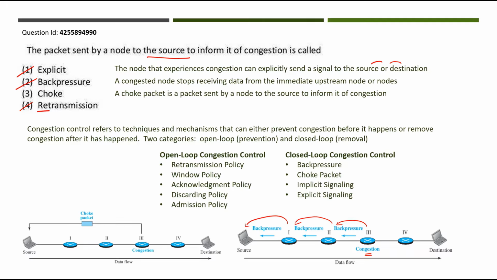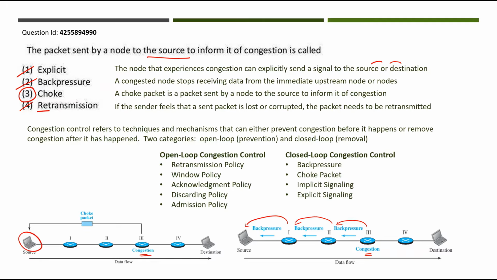What about choke packet? Choke packet is a packet sent by a node to the source to inform it of congestion. This is the exact statement that is asked in the question. Option number 3, choke packet will be the right answer. Here this is the congested node. This node is directly sending a packet to the source without involving other nodes in between as that of back pressure. So this is to give you the difference between choke packet and back pressure so that it will be helpful for you in some other question paper.